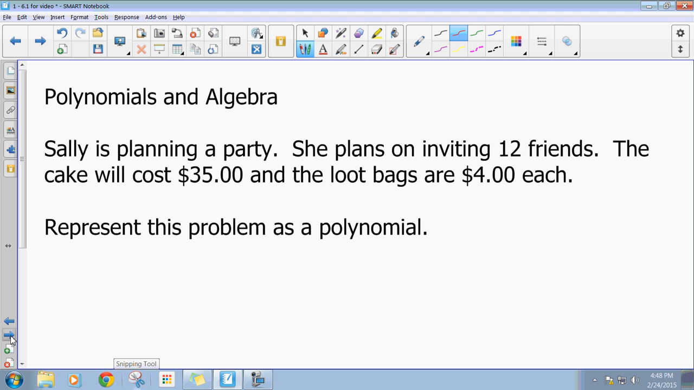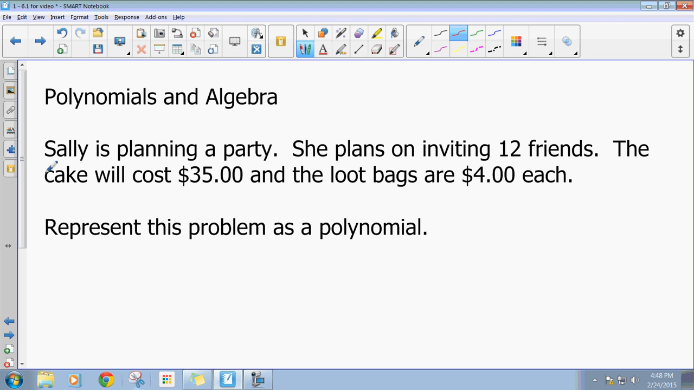Now we're going to look at how polynomials and algebra are blended together. This has been happening in your curriculum before this year, we just haven't labeled it as polynomials. When you see a word problem like this, we're going to first begin to put it into a polynomial so that in our next unit, when we're looking at algebra, we can solve the problem.